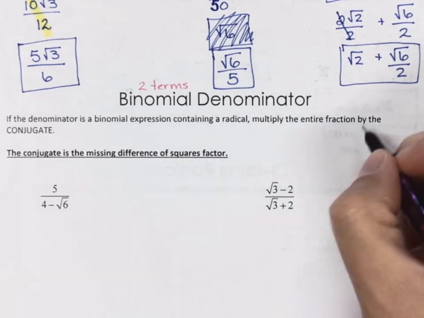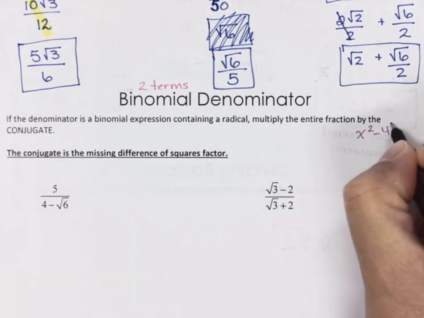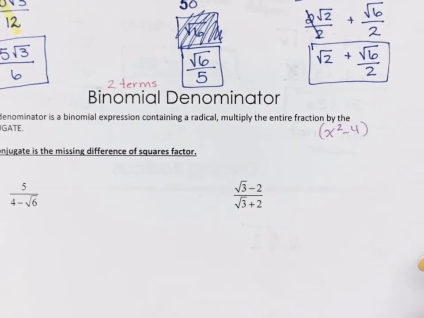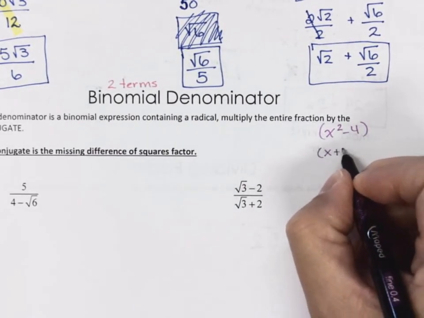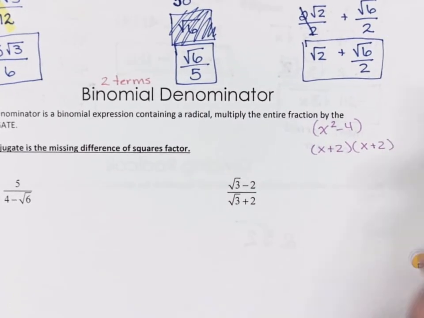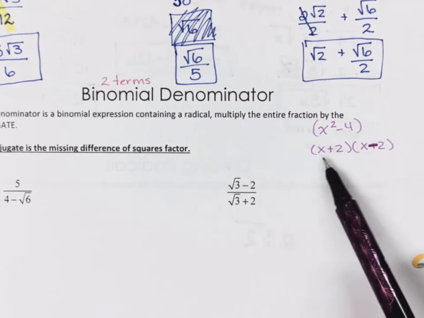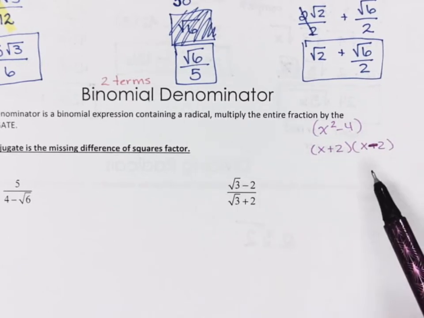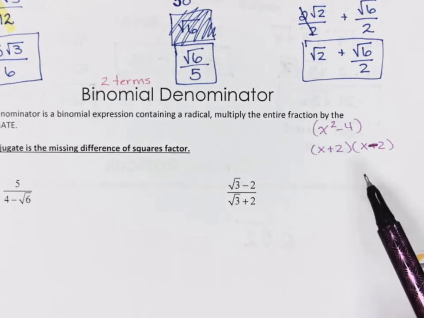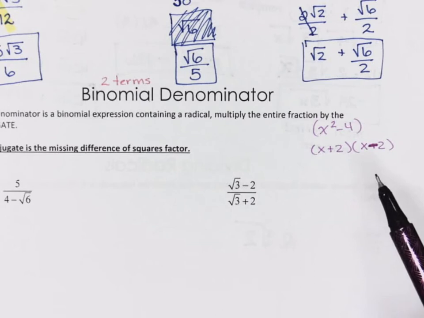Do you remember that? Can you guys factor that for me? Brilliant. And so what do we notice about these difference of squares? What do we notice about them? The terms are the same, what's different? The sign, right? Like they have an X, they have a 2, one's an add, one's a subtract, they're the exact same.